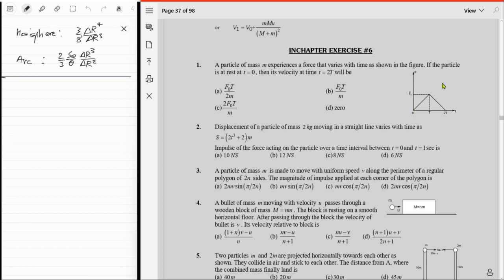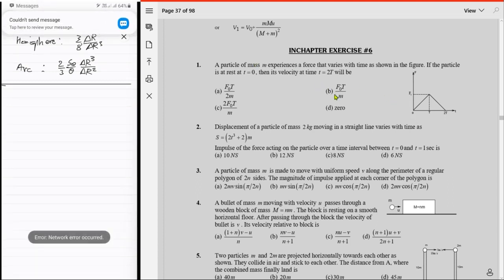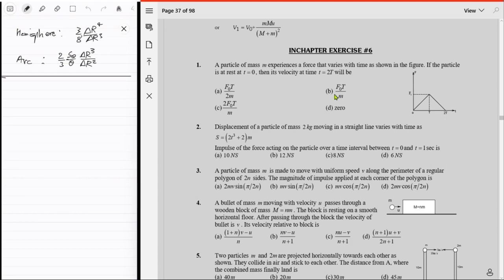Okay, fine. It's just the momentum, right? So the momentum is what? Half times 2t times f naught, right? Which is just f naught t. So that's f naught t upon m. That's our velocity, because mass m. So B should be the thing.